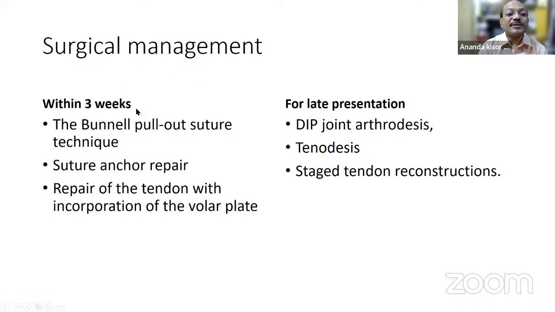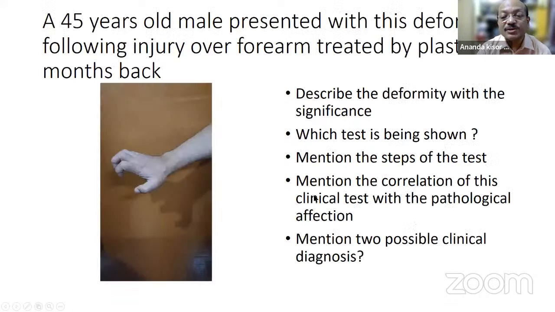Now, surgical management: if it comes within 3 weeks, it should be surgically treated with the help of the Bunnell pull-out suture technique or suture anchor. These are the options, and repair of the tendon with incorporation of the volar plate. For late presenters, these are the options: DIP joint arthrodesis or tenodesis, or staged tendon reconstruction.